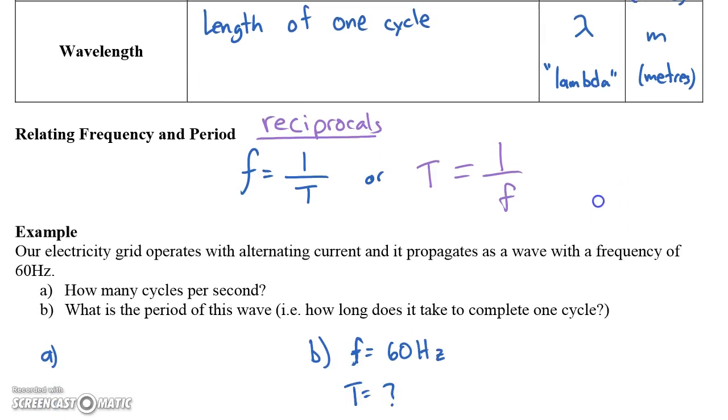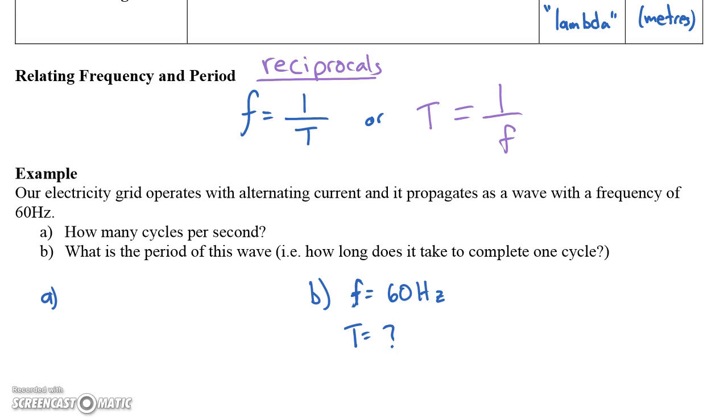So moving along to our first example, we've got an electricity grid with an alternating current, so it propagates an electrical wave with a frequency of 60 hertz. So how many cycles does that mean per second? Back to the definition of frequency, that's how many cycles in 1 second, so that means our answer is 60. And what is the period of this wave?